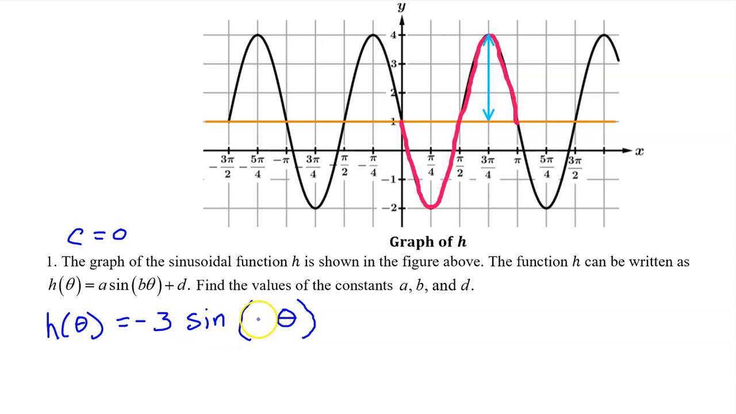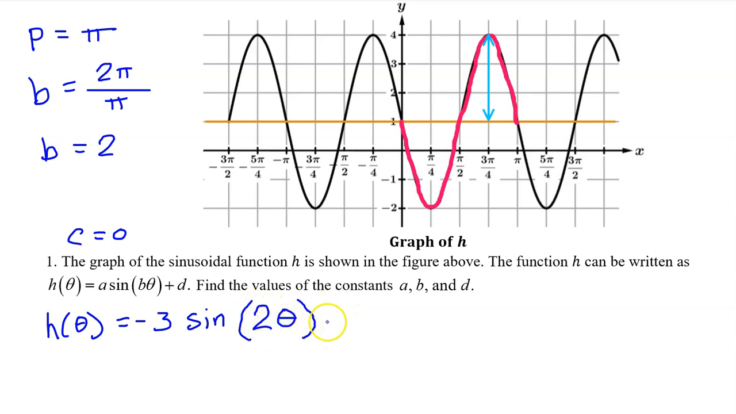Now it's time to find the b value, but to find the b value, we start with the period. Since this period begins at 0 and ends at pi, the period is simply pi. We have memorized that the b value is always given by 2 pi divided by the period. So 2 pi divided by pi. The pi's cancel each other out, leaving b equals 2, which goes right here.